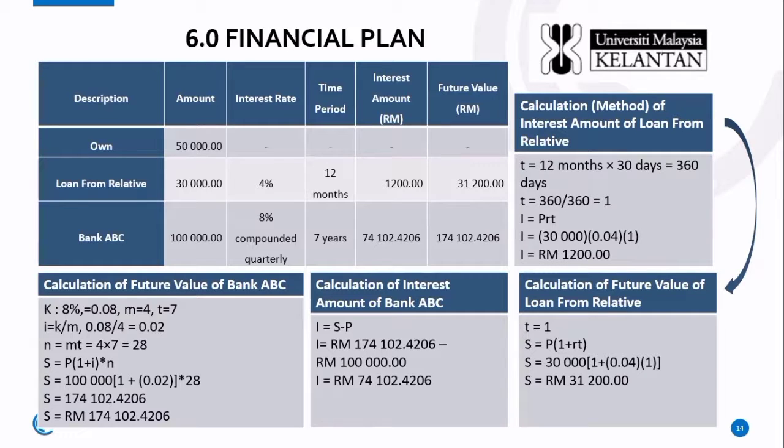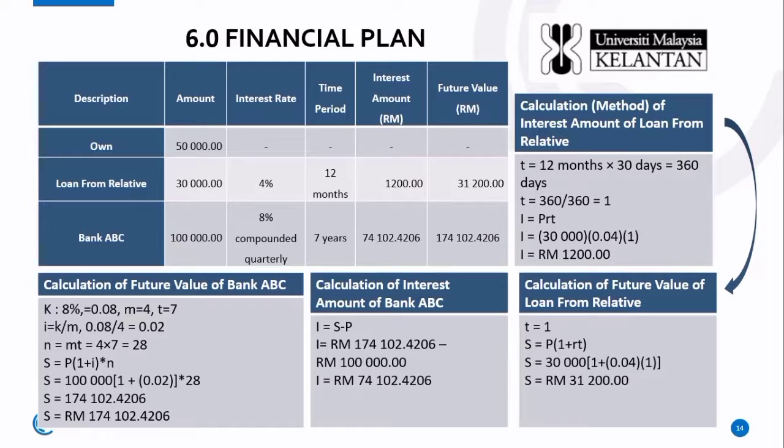By calculation, on the right hand side, we can look at the terms: 12 months, 30 days. The interest is 30,000 times 0.04%, which is equal to 1,200. And the future value clocks about 31,200.